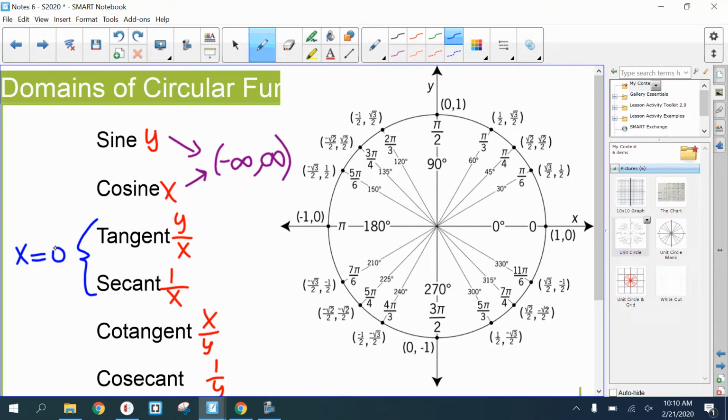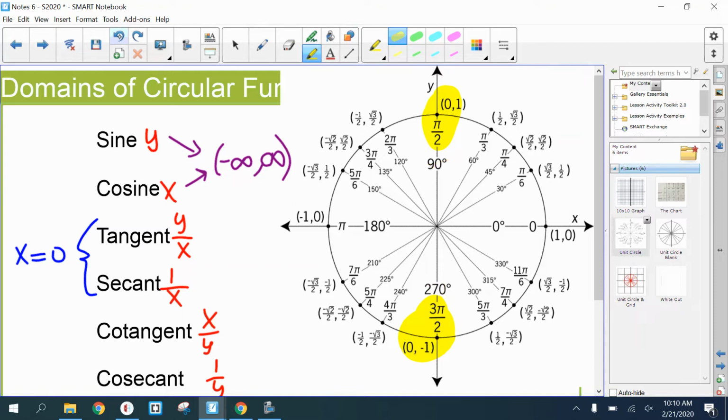So look at the unit circle. Look at where x equals 0. X equals 0 in those two spots. Now we're in the radian chapter, so don't say 90 and 270. Say pi over 2 and 3 pi over 2. That's going to give us a problem because that's going to give us 0 on the bottom.